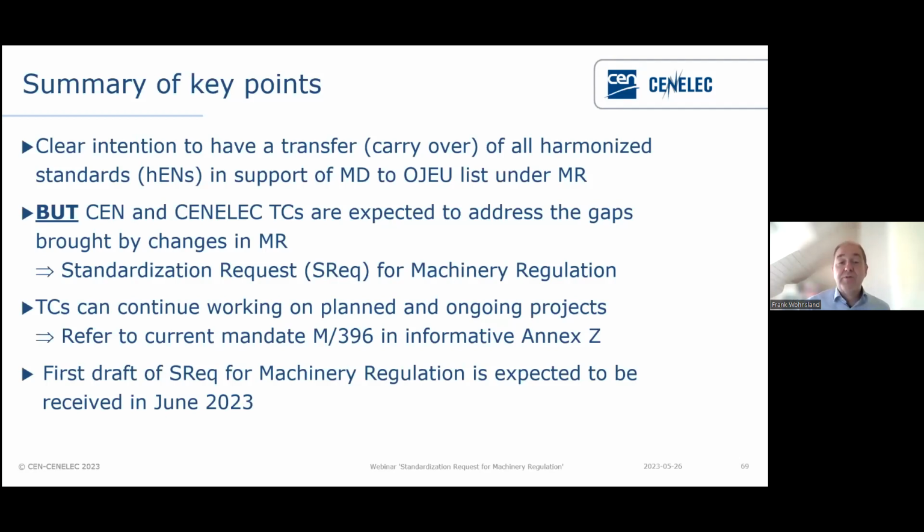Of course, they will refer to the current mandate M396 under the old Machinery Directive. And as you've heard, we are working on the idea of developing also 2 annexes ZA, especially for those standards that will be published between today and the beginning of 2027, that would have annexes set for both regulations. One valid until the end of the Machinery Directive, and the other one becoming valid at the beginning of the Machinery Regulation.